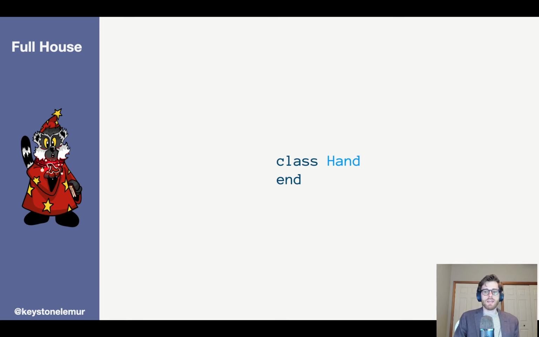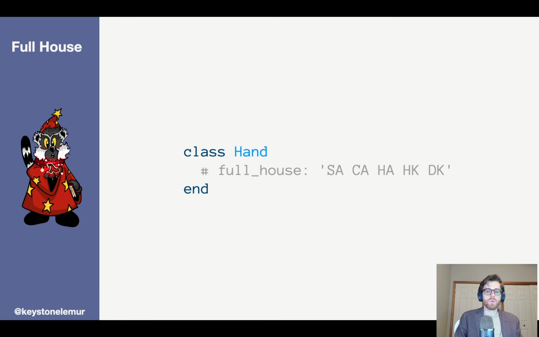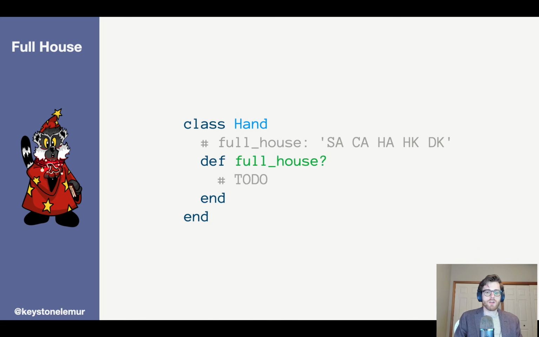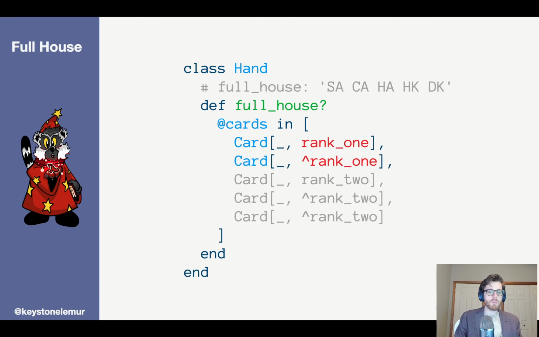Going back to our hand, we'll start with an example of 3 aces and 2 kings. Now let's start with a full house method here and match it against a pattern. Now we can very well have multiple named captures and pins. For the first pair of 2 cards, we want to capture their rank. Now remember, these are sorted, so this does in fact work.